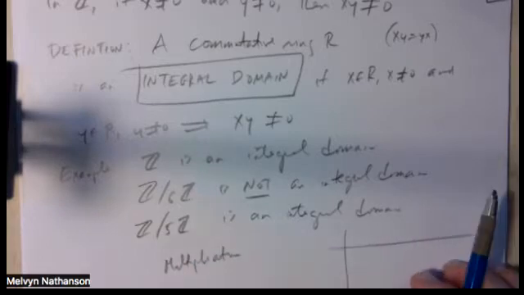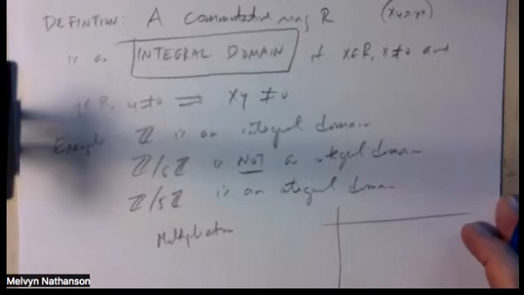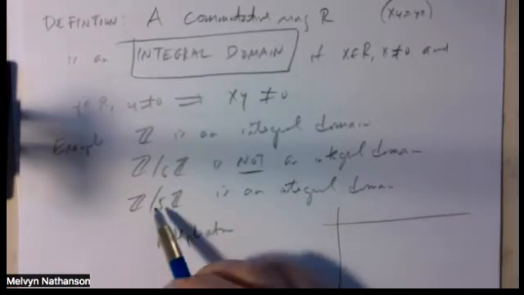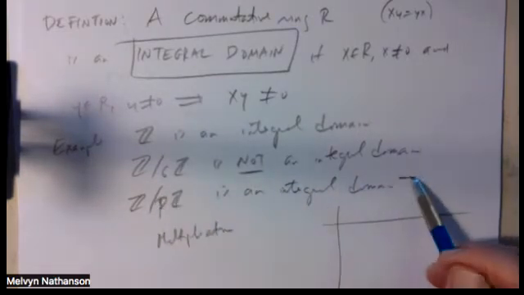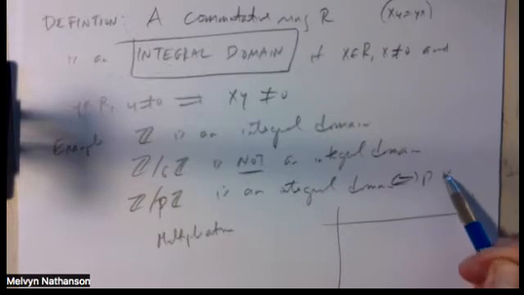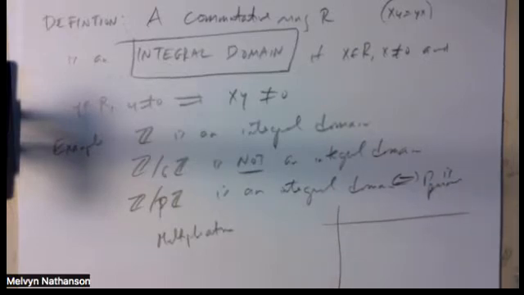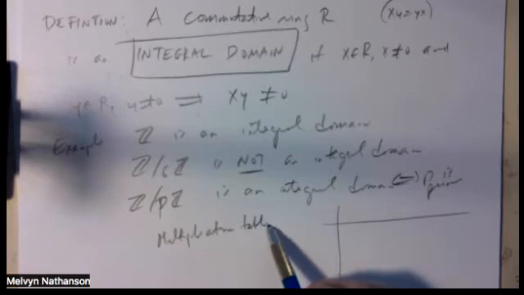Professor, is it too easy to just think if it's a prime number, then it would be an integral domain? Right, so that's actually a theorem. So Z mod PZ is an integral domain if and only if P is prime. Right? But that's a statement that needs to be proven. So let me just finish this example.